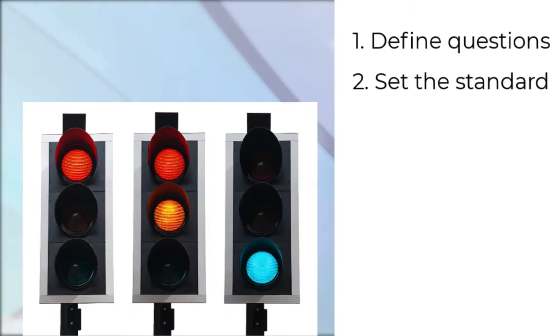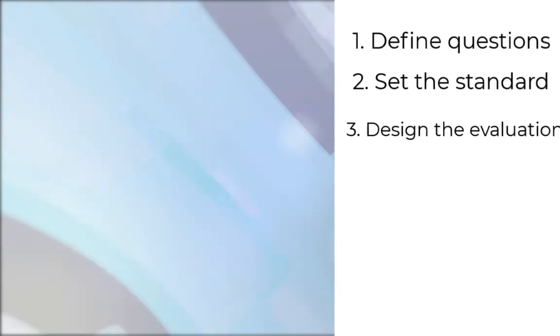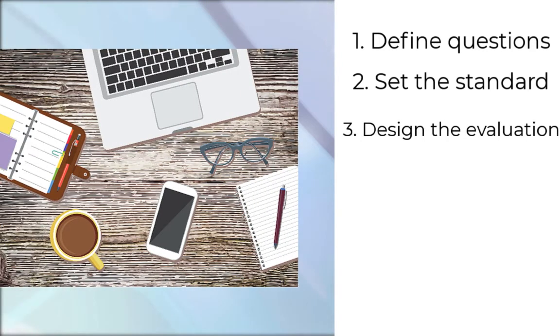The second step is to set a standard for our aims or questions. Towards which effectiveness standard are we going to compare? This may be set by your team based on your own experience, or it may consider the results of other similar programs. The third step is to design the evaluation.